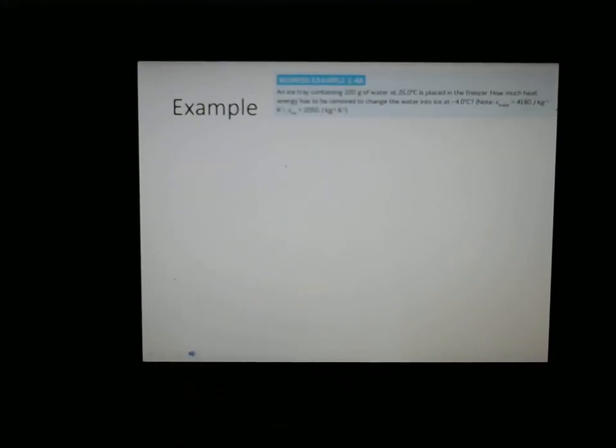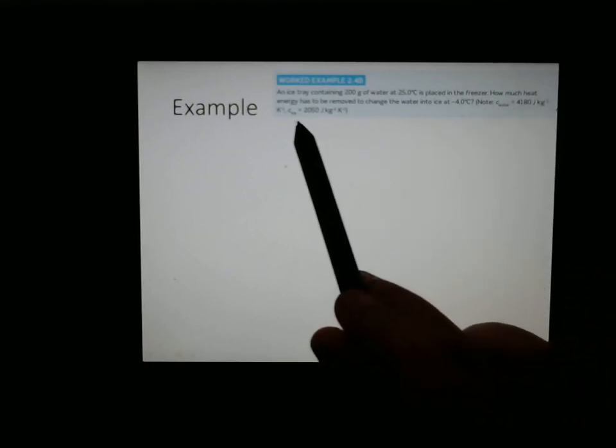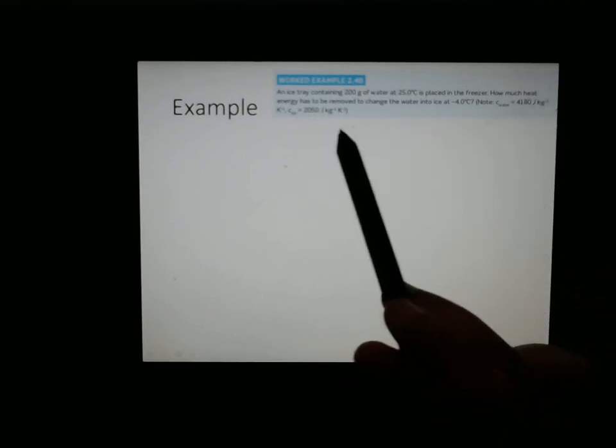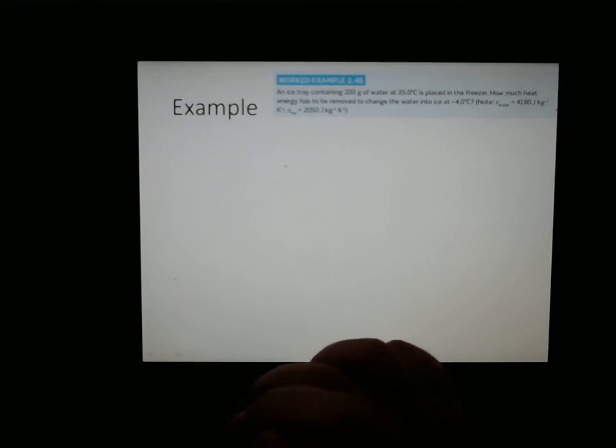An ice tray containing 200 grams of water at 25 degrees Celsius is placed in the freezer. How much heat energy has to be removed to change the water into ice at -4 degrees Celsius? Now, we do have to use some of the stuff from our previous topic on specific heat capacity, and they've been nice enough to give us the specific heat capacities for water and ice. It is important to remember different phases will have different specific heat capacities.